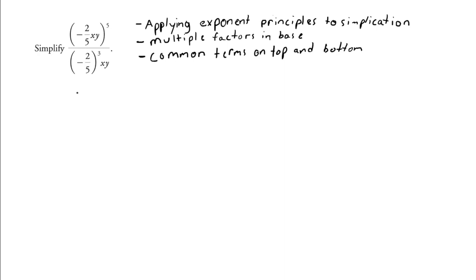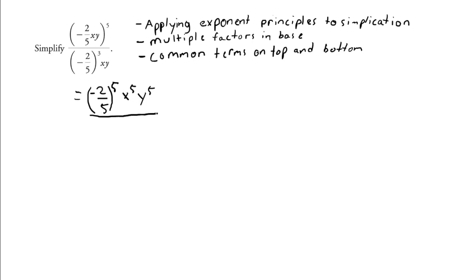So the way we do that is, let's go over here. So we have negative 2 over 5. Since these terms are being multiplied, we can separate them into their own brackets. So we have that to the power of 5. And for these, there's no need to put a bracket. It's the same as doing this. So we want to just leave it as x to the power of 5 and y to the power of 5. So the top is expanded.